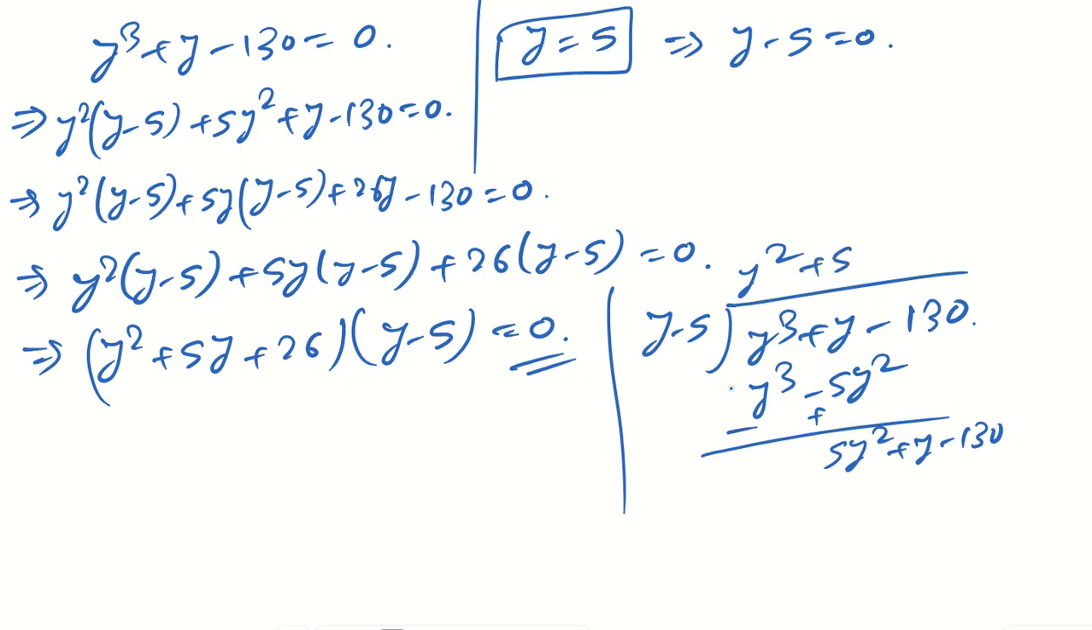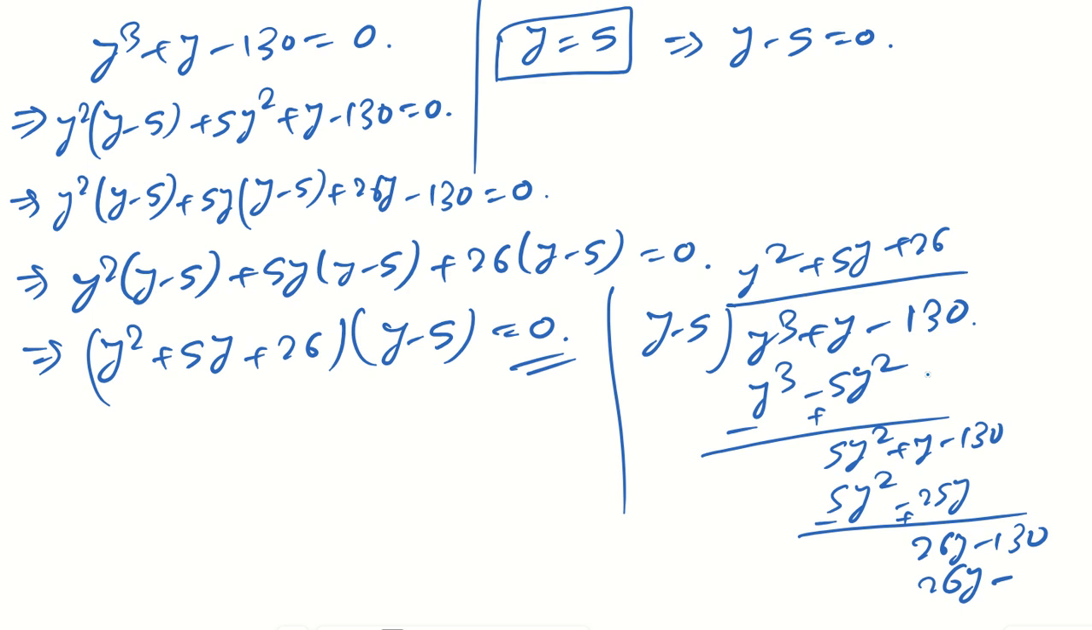Then again I am going to write 5y. So it will become 5y square minus 25y. If I change the sign, it will become minus, it will become plus. So this 5y square will get cancelled. We have 25 plus y, that is 26y minus 130. Then I am going to get 26. It is going to write 26y minus 130. So this is going to be 0. So this is how you have got the factor y square plus 5y plus 26.